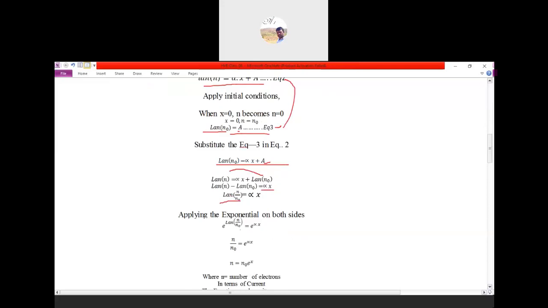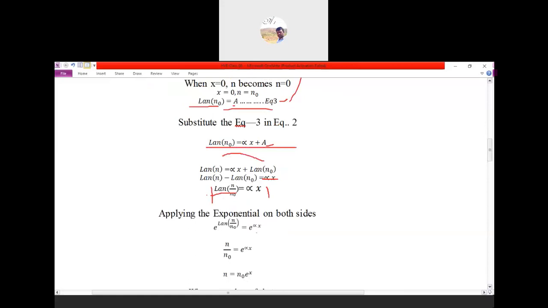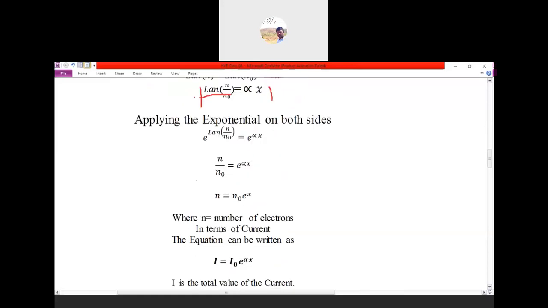So whatever the a value is, that is ln n naught. Here, ln n naught is nothing but the initial number of electrons present at first. From the equation, for the a value we are substituting ln n naught. So we take the ln n naught from RHS to LHS, and we get ln n minus ln n naught is equal to alpha x.